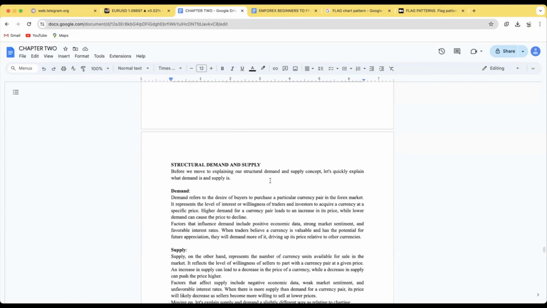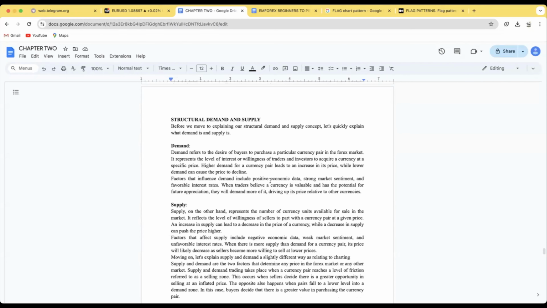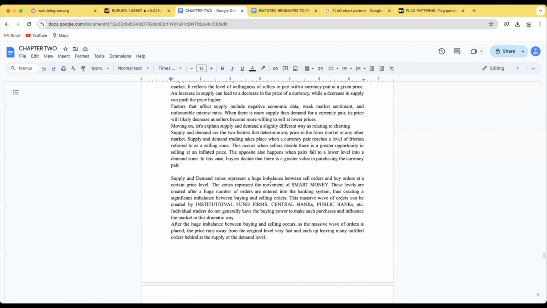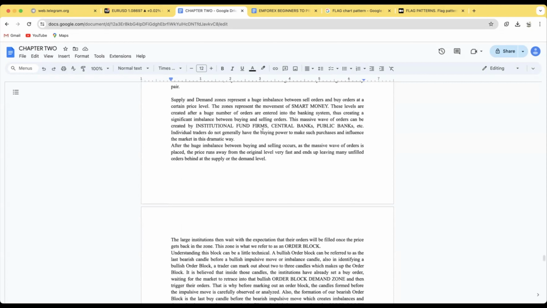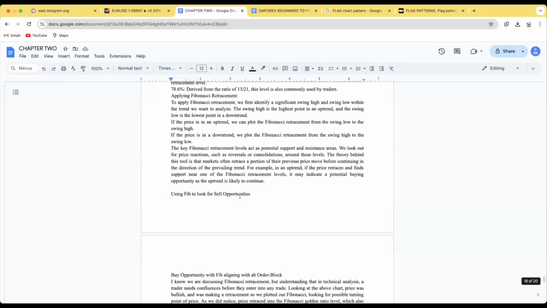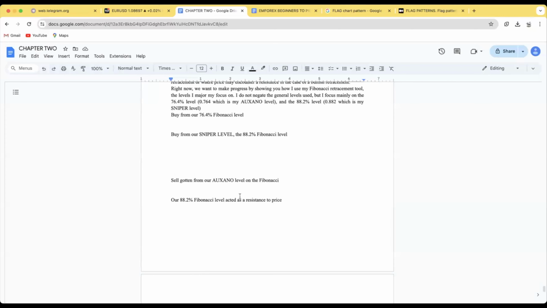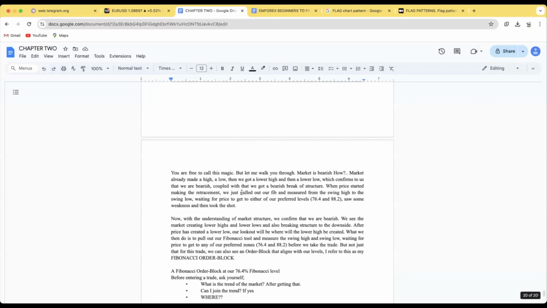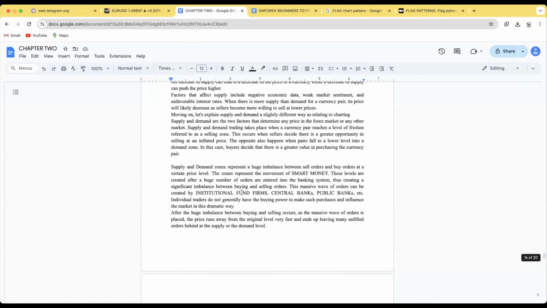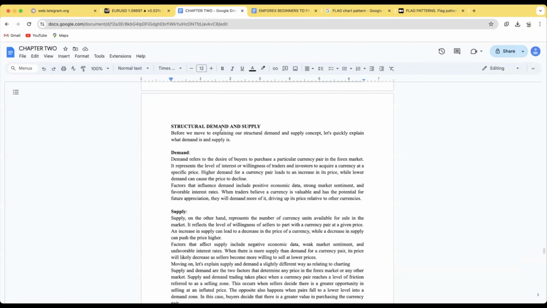And then we have structural demand and supply. This is what will lead us to order blocks and certain institutional concepts. Here we have to deal with smart money and SMC, those topics. We're almost done. Let's see if we can finish this, and then we'll look at the Oxano strategy. All right, so structural demand and supply.